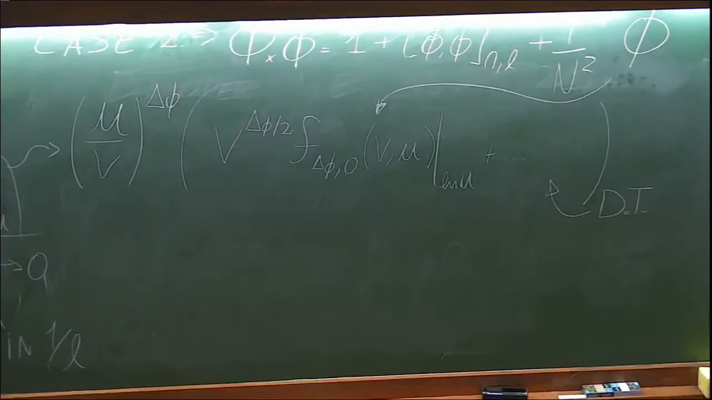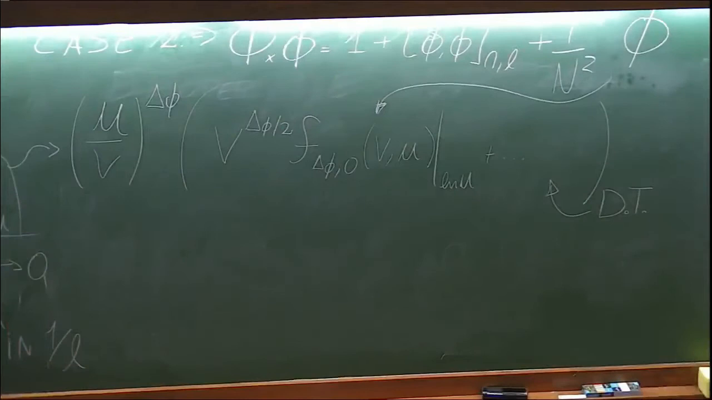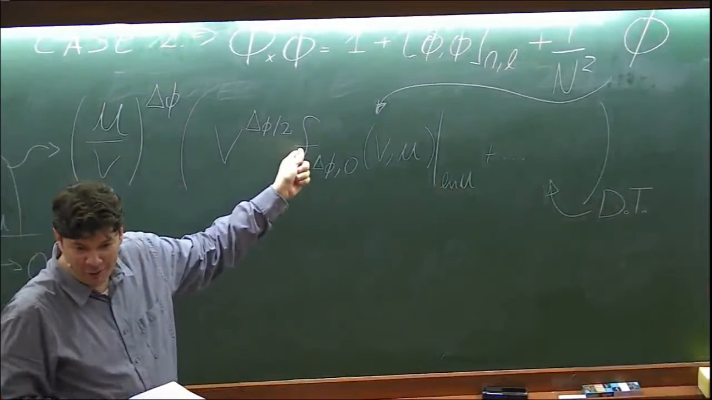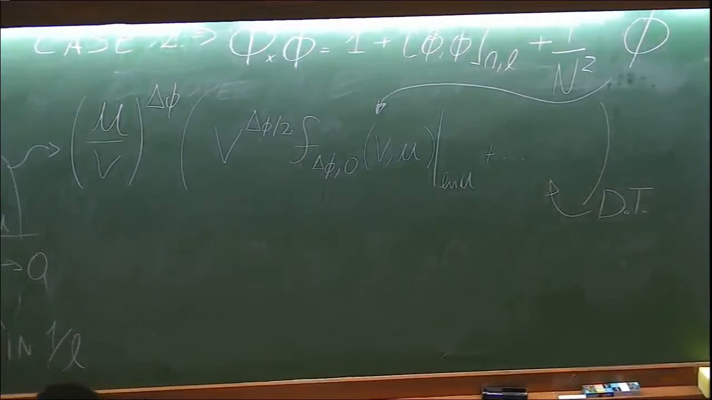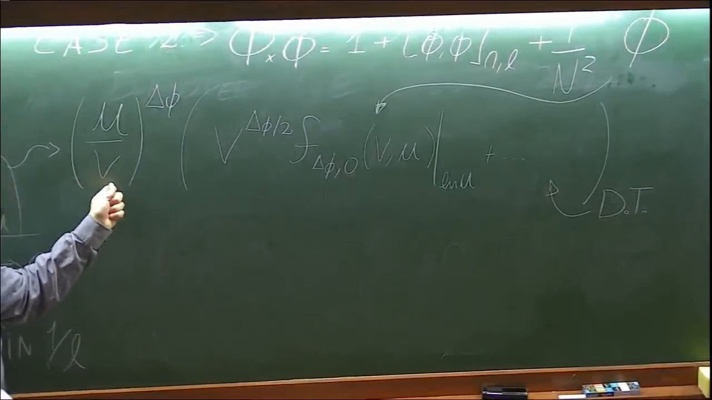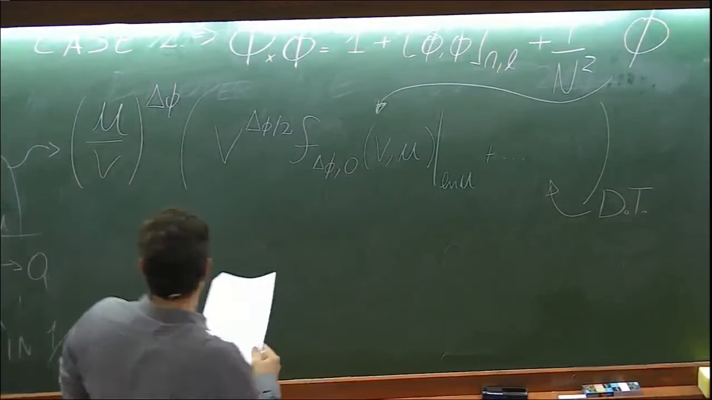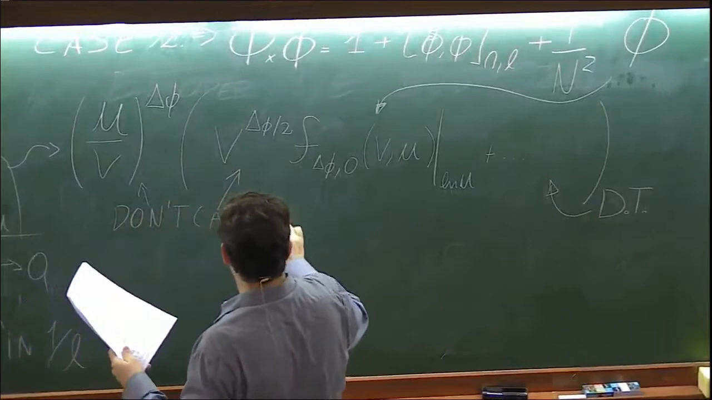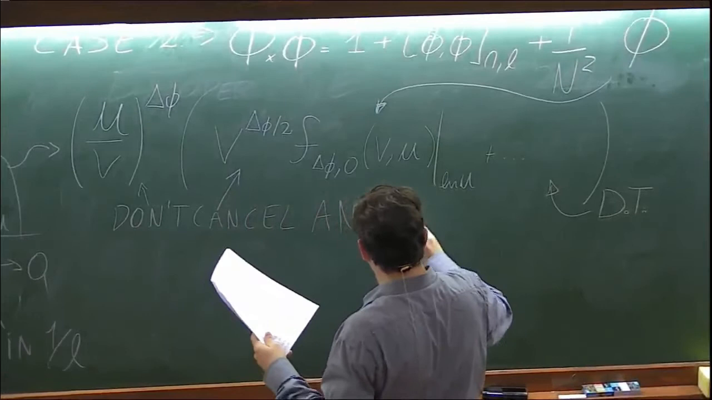Is that fully clear? If you didn't have new operators, on the right-hand side all you had were double trace operators. But the twist of double trace operators is at least 2 delta phi plus an integer, so that doesn't give me any singularity. On the other hand, if you do have a new operator phi, it means that here you have v to the delta phi over 2. But now we do have something interesting, because this v to the delta phi over 2 doesn't cancel this one anymore. If you multiply this with this, they don't cancel any longer. This is case one.